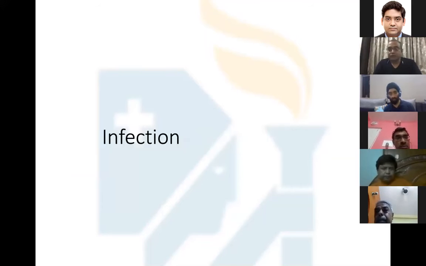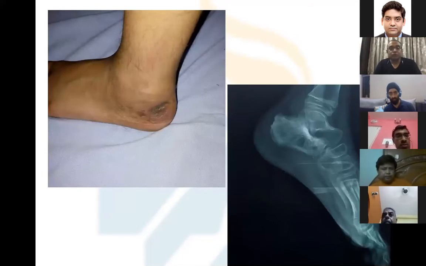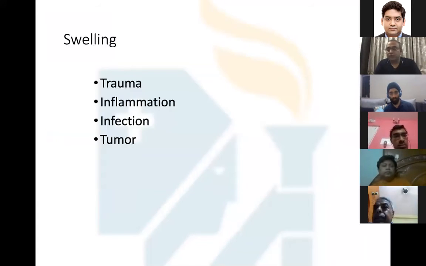And infections: always look for a scar somewhere. Whenever you see a scar on a foot or any part of the body, you have to have a high index of suspicion for an infection. And again, swelling is very important as a deformity you examine on inspection. You have to note exactly where the site of the swelling is. Usually it is because of a traumatic condition, inflammatory condition, infection, or tumors.